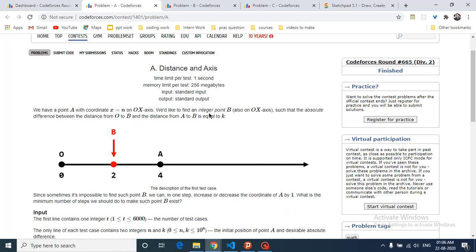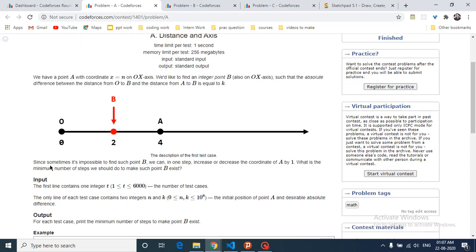You'd like to find an integer B, which is also lying on this OX axis, such that the absolute difference between the distance from O to B and the distance between A and B is equal to K. So you have to find out the absolute difference between this and this. The question statement says you have to find this point B, given O and A.